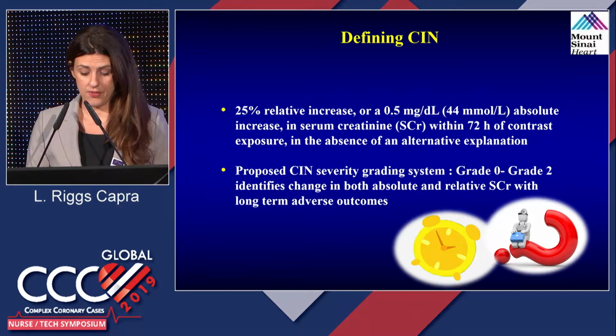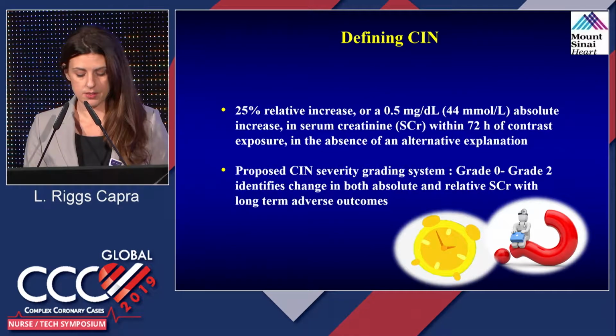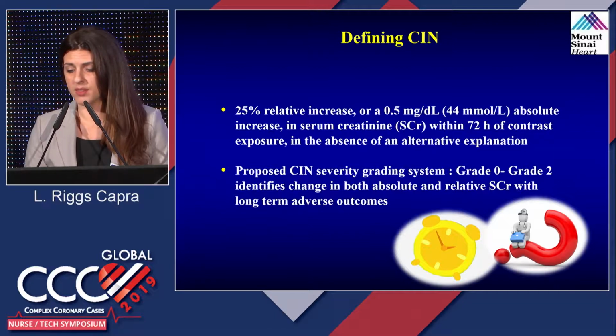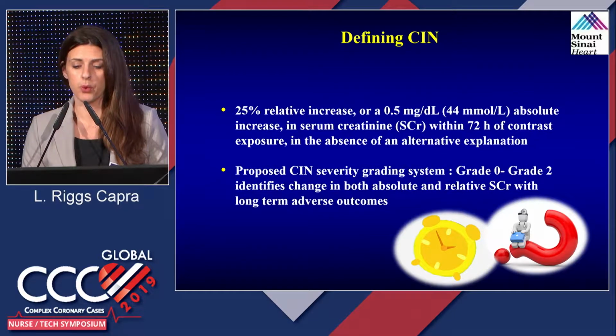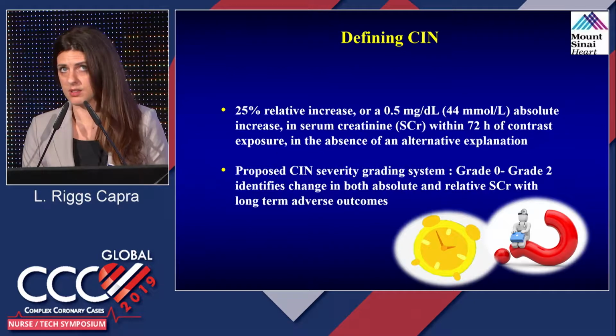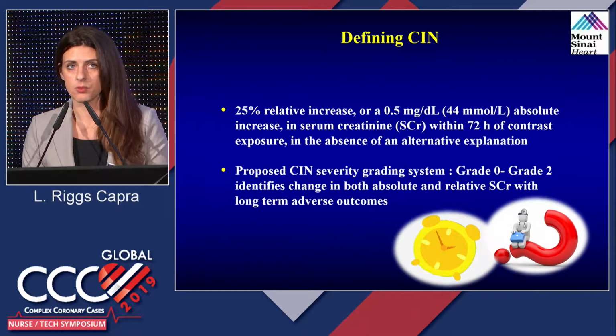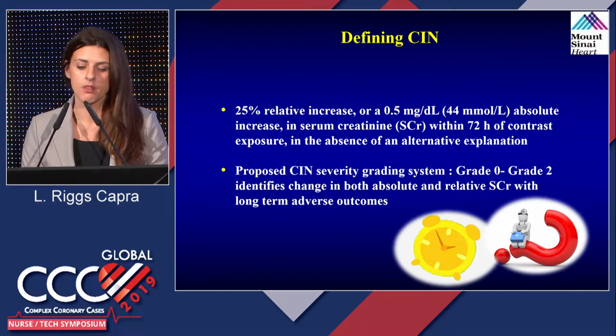Some alternative definitions that are available for us include a 25% relative increase, the 0.5 milligrams per deciliter, which is an absolute increase in serum creatinine within 72 hours of contrast exposure in the absence of an alternative explanation. This is important because we're looking at both the increase, a different timeline, but now we have a diagnosis of exclusion. What can we say it's not? It's not responsible from something else.